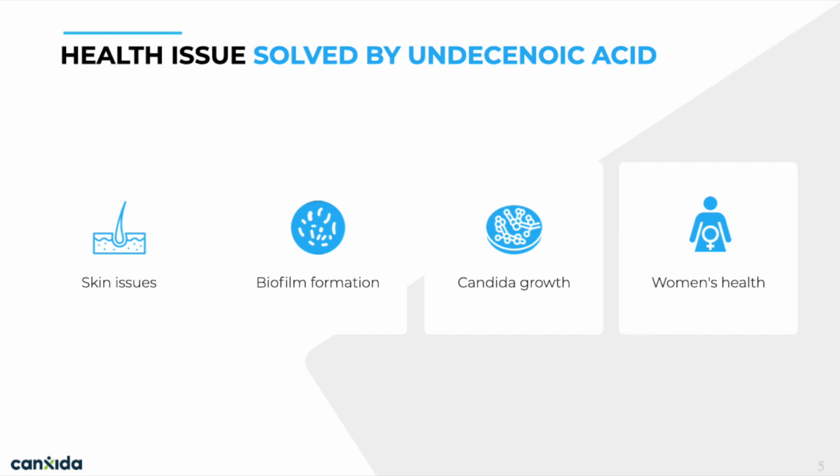The third point is undecenoic acid combats aggressive forms of Candida and inhibits the growth when you take this in the right quantities. The fourth point, undecenoic acid helps women maintain healthy vaginal flora. Studies going back as far as the 30s have shown positive effects of undecenoic acid on Candida albicans and vaginal flora.